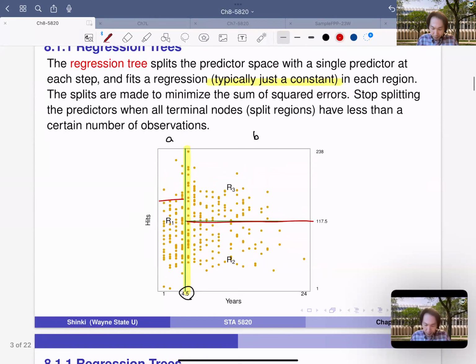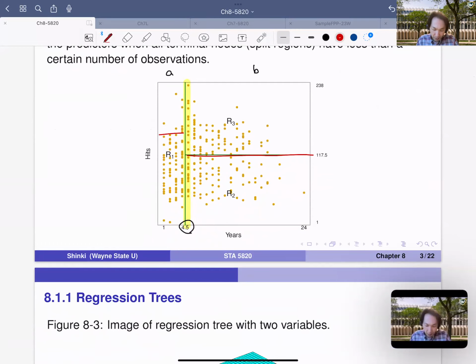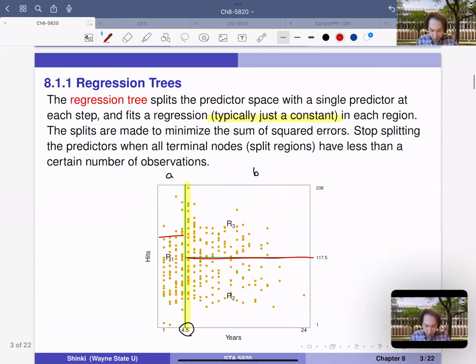So in this case, we made 2 splits, then we stop. So this is the case. And you can see why we don't fit the complicated model. For example, even for each region, we can fit the linear model.